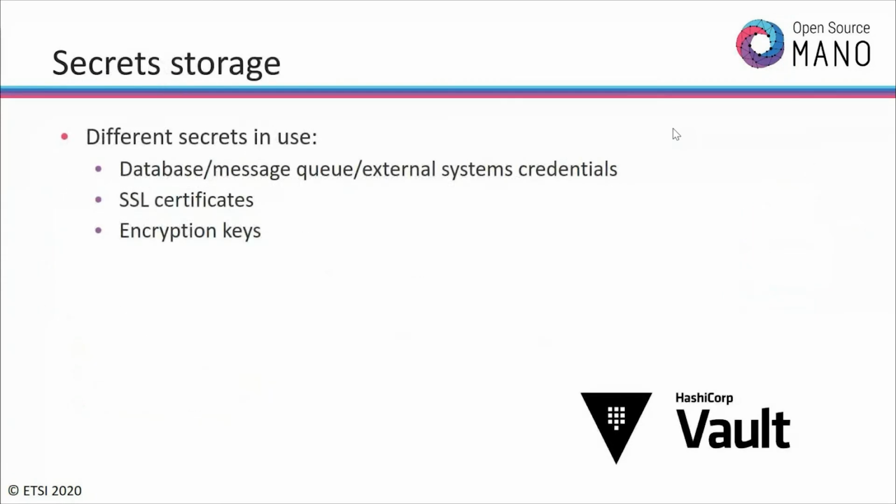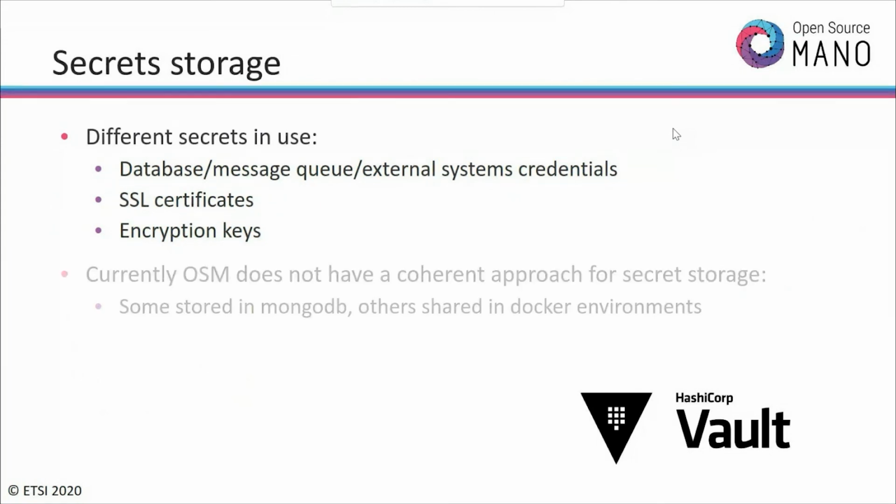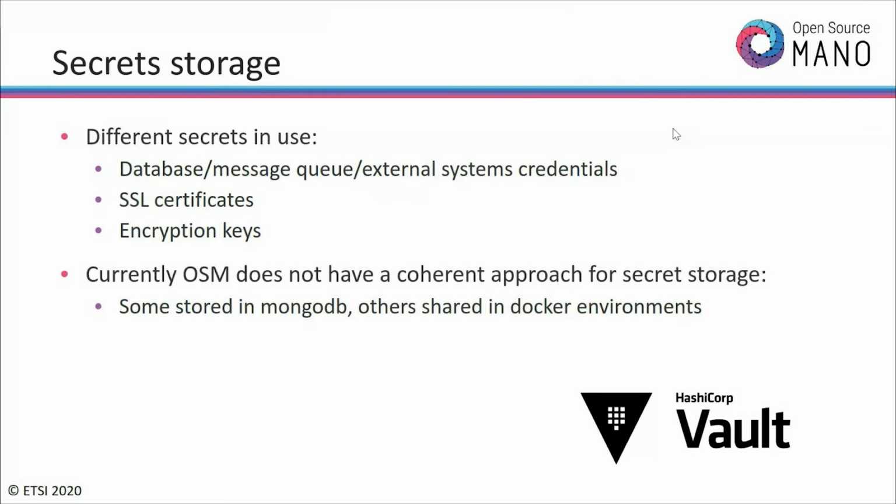The last subject has to do with secret storage. Currently we are using different secrets within OSM. We have database, message queue, or external systems credentials that we store. We also store SSL certificates or encryption keys. Currently, we use EasyRSA for certificates management within Kubernetes. But the issue is that OSM currently does not have a coherent approach for secret storage. Some secrets are stored in Mongo, others are shared in Docker environments.